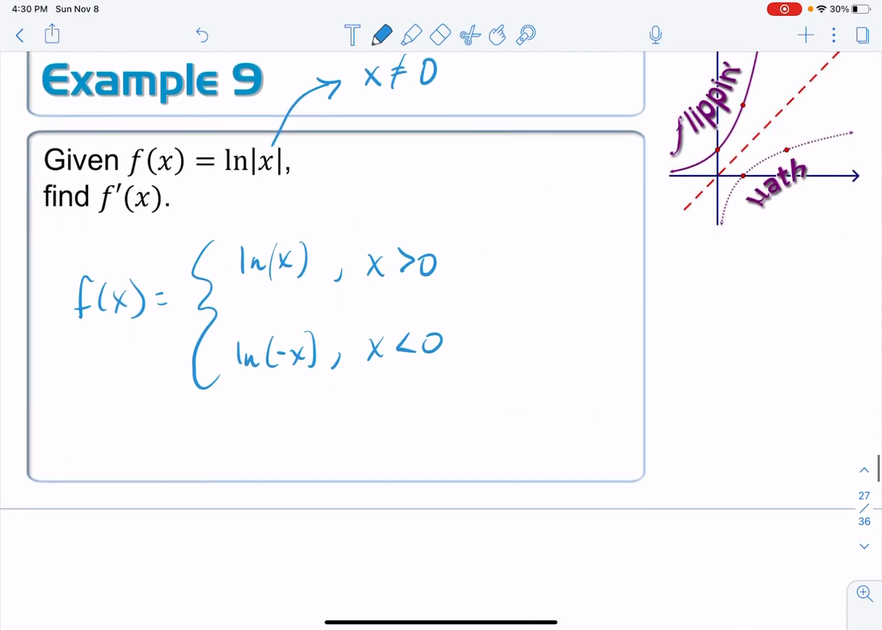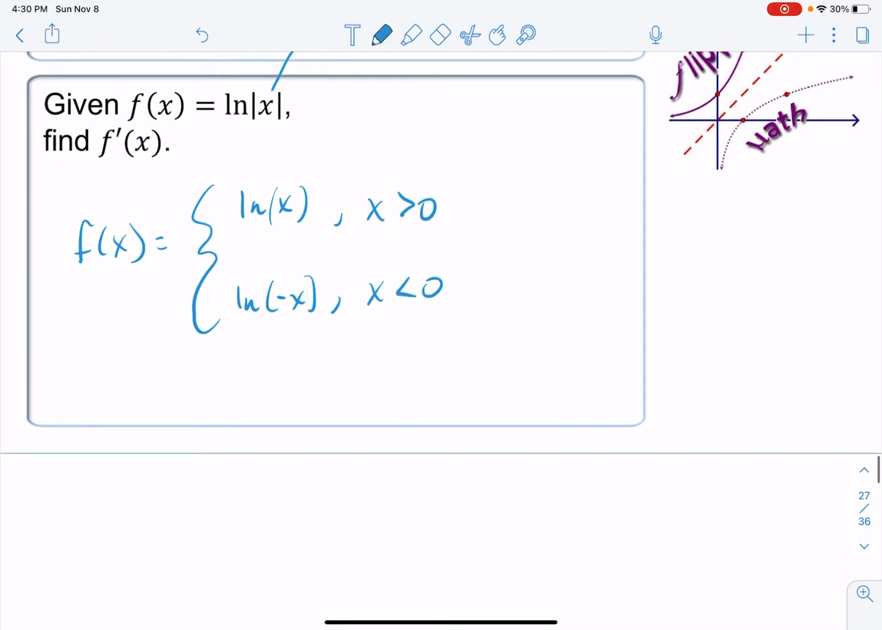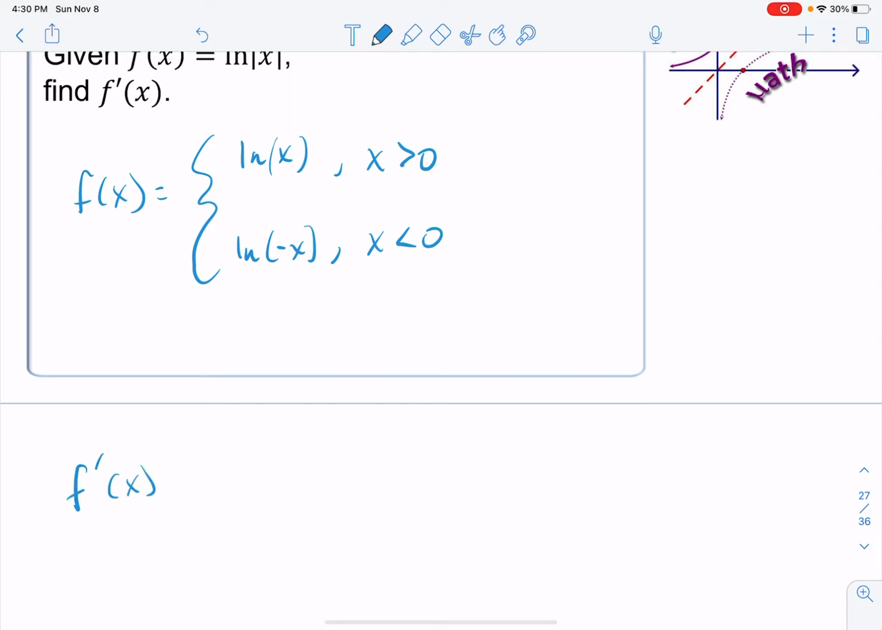And now let's take the derivative of this piecewise function. We'll just take the derivative of the top, and we'll take the derivative of the bottom part. F prime of x is equal to, what's the derivative of the natural log of x? It's 1 over x, and its domain is x greater than 0. Then, what's the derivative of the natural log of negative x? Do a u prime over u. It's negative 1, the derivative of negative x, over negative x, which simplifies to just 1 over x. Oh my gosh, it's exactly the same as the top part.